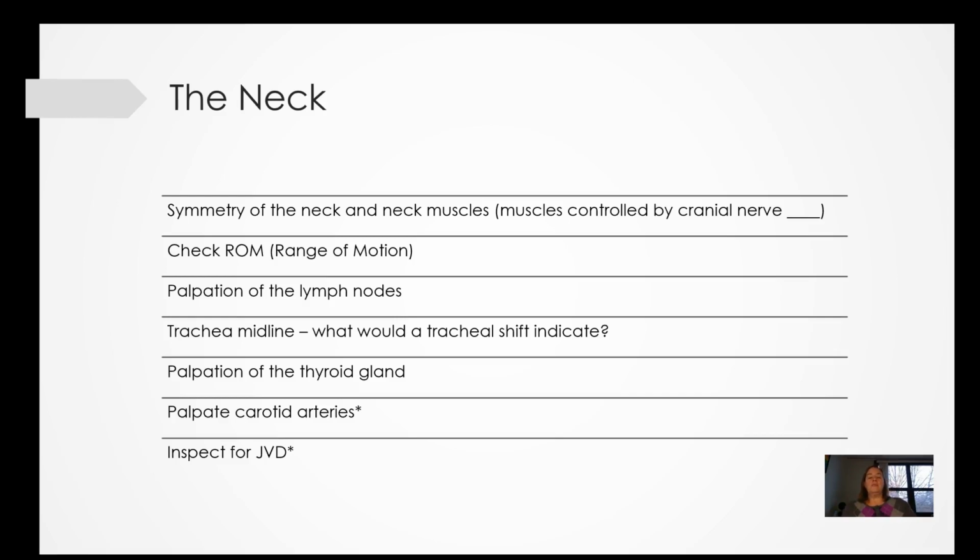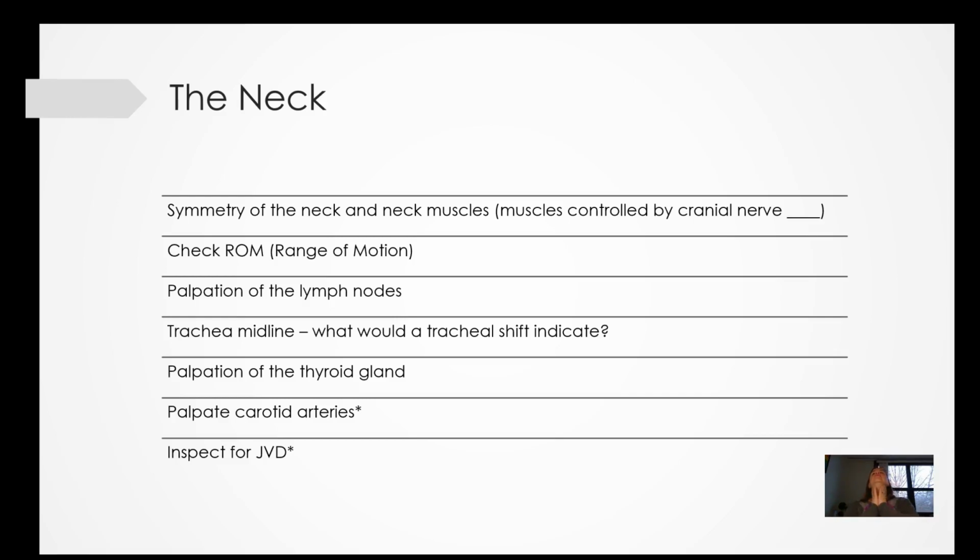We can palpate the lymph nodes. We can check and make sure the trachea is midline. If the trachea is shifted, we see a couple of things causing that. One, there's a pneumothorax, so there's extra air that's pushing the lungs and the trachea out of the way. Two, we can see a mass that's pushing the trachea off to the side. Those are pretty much the two big things that will cause a tracheal deviation. Okay. Palpation of the thyroid gland.